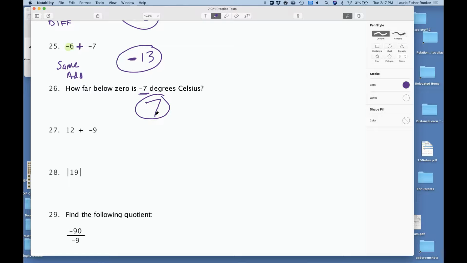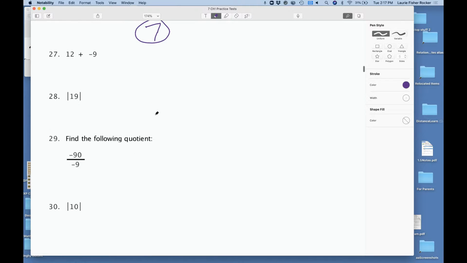That's it. How far below 0? That's another absolute value problem, so just looking for that magnitude again. They seem like trick questions, don't they?